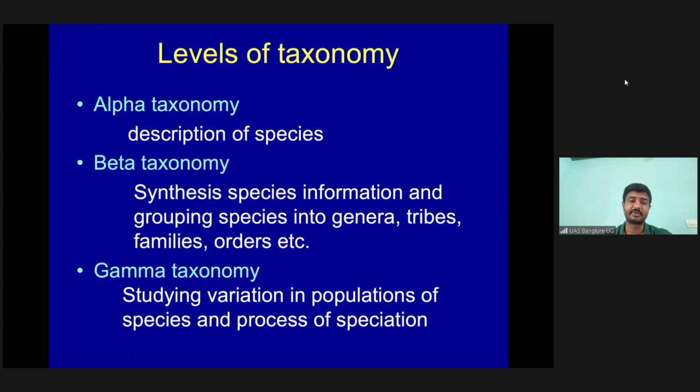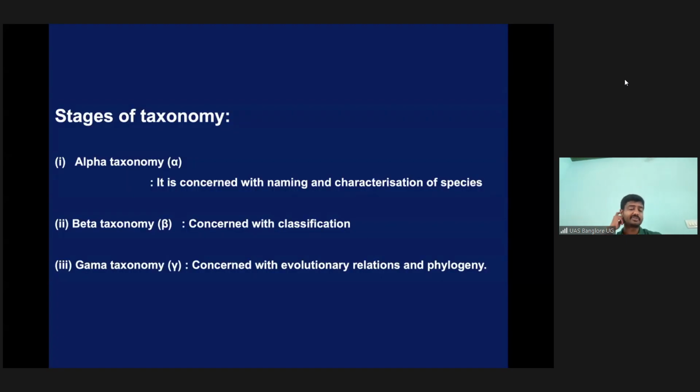And okay. So coming to levels of taxonomy, there are 3 levels. One is alpha, beta, and gamma taxonomy. Alpha taxonomy is concerned with naming of the species. Yesterday we discussed that. So how do you name a species? You have certain sets of rules. Okay. So you are going to name the species.